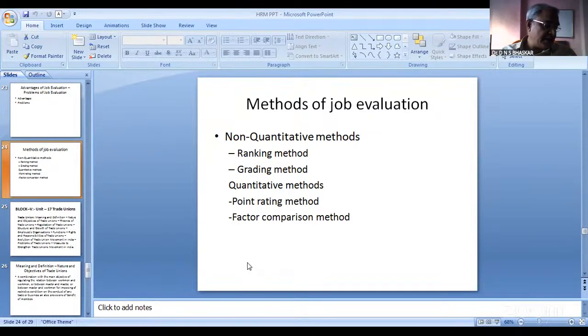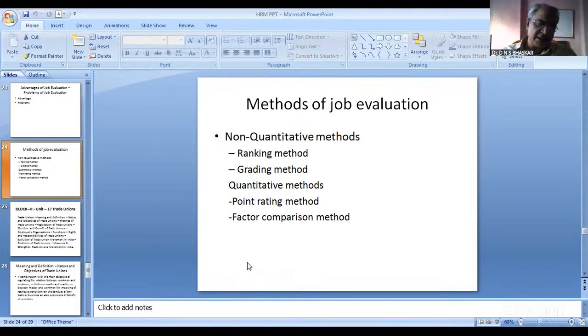In the case of the ranking method, as I already told you, all the jobs are arranged in a predetermined manner, and the first highest level job is identified and the last lowest job is identified, and different jobs are fitted into that particular streamline. For example, corporate vice president, then deputy, then GMs and all, then divisional heads, then accounts officers. Like that, we can fit the jobs into the particular hierarchy.